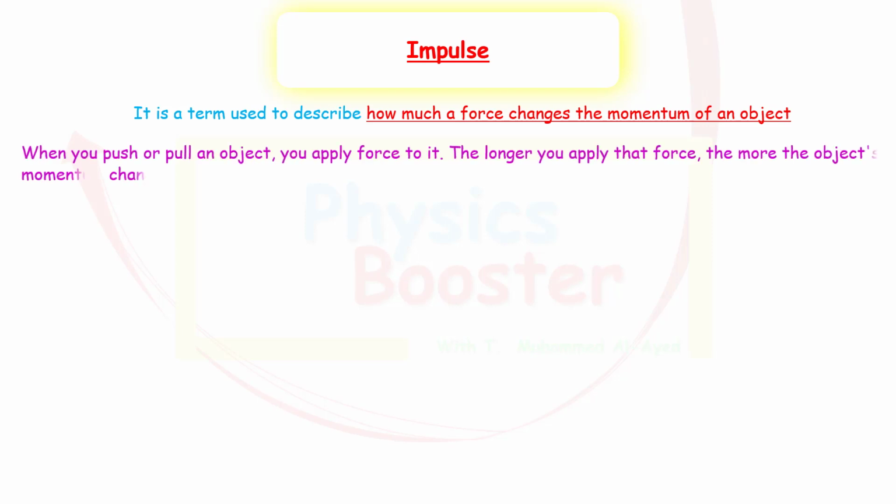Now, for example, if you push or pull an object, you will apply a force on it, correct? Now, the longer you apply that force, the more the object's momentum changes. We can actually relate that by the following. We already know that according to Newton's second law, force is equal to mass multiplied by acceleration. So if we are applying the force for a longer time, we are increasing the acceleration. And the larger the acceleration, we know that this leads to larger velocity. And the larger the velocity, this leads to larger momentum. So actually it's very much related and it's common sense.